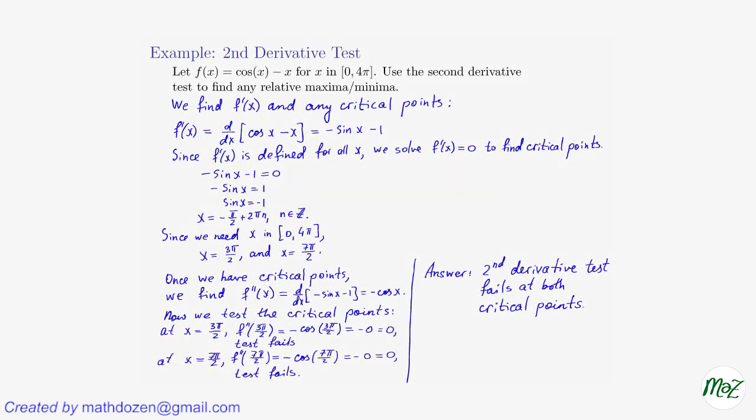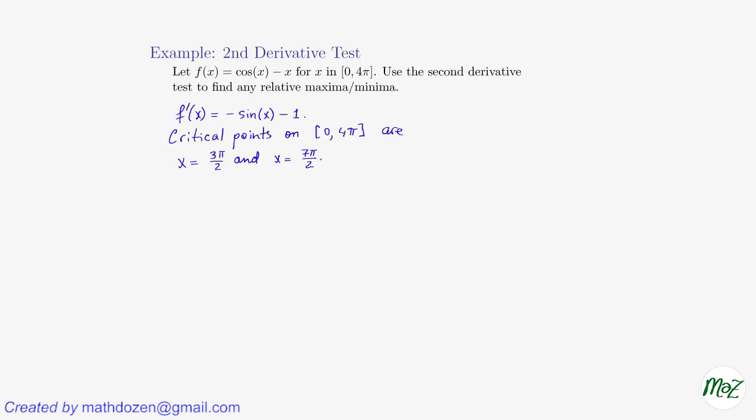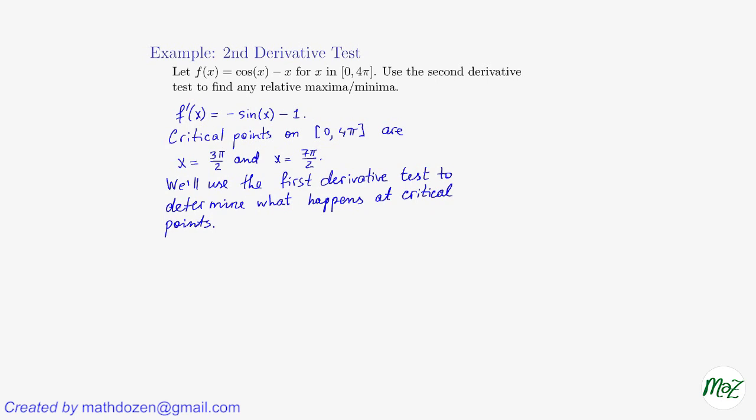Okay, once we completed this work using the second derivative test, we ended up with no answer. So I guess we can continue working and use the third derivative test on this function and see what is actually going on there. So I'll copy the value of the derivative, and there are two critical points between 0 and 4 pi. There is 3 pi over 2 and 7 pi over 2. Then I will use the third derivative test to figure out what happens at the critical points.